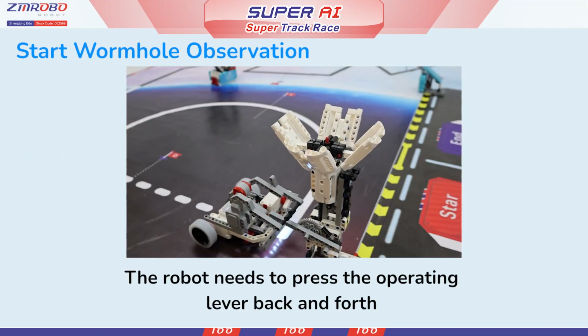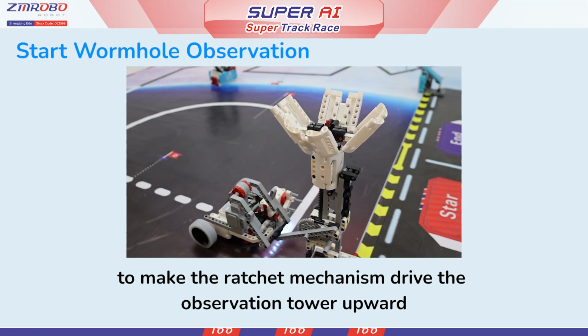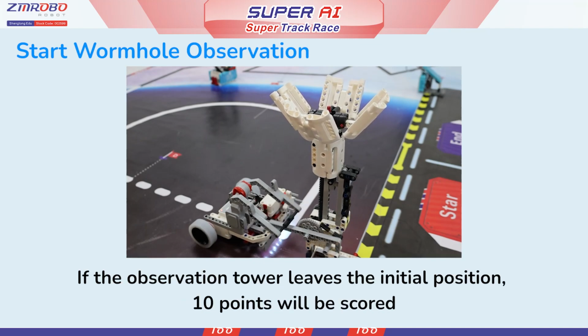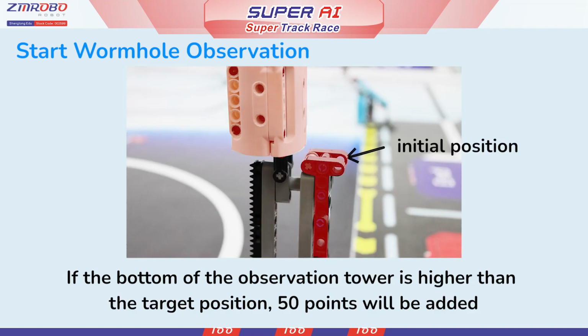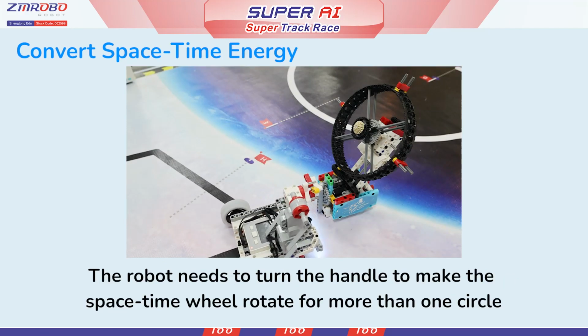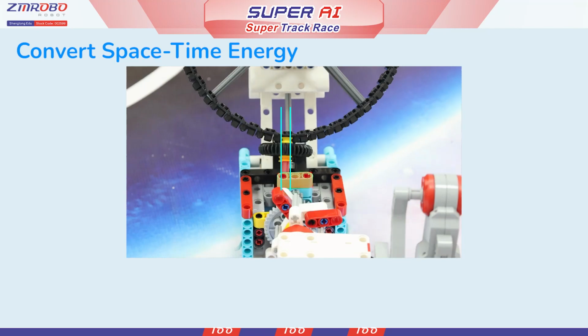Start wormhole observation. The robot needs to press the operating lever back and forth to make the ratchet mechanism drive the observation tower upward. If the observation tower leaves the initial position, 10 points will be scored. If the bottom of the observation tower is higher than the target position, 50 points will be added. The full score for this task is 60 points. Convert spacetime energy. The robot needs to turn the handle to make the spacetime wheel rotate for more than one circle. If the orthographic projection of the pointer plate intersects with the receiving surface, 10 points will be scored. If the orthographic projection of the pointer intersects with the receiving surface, 50 points will be scored.